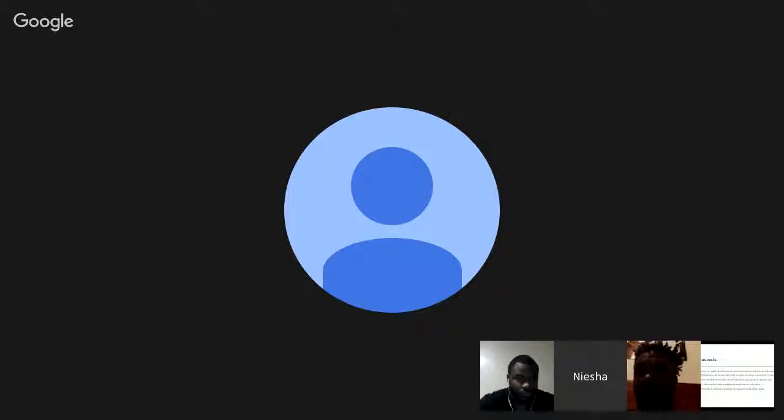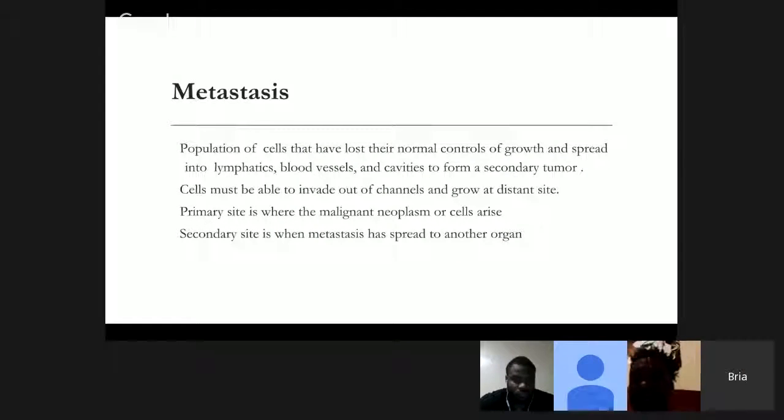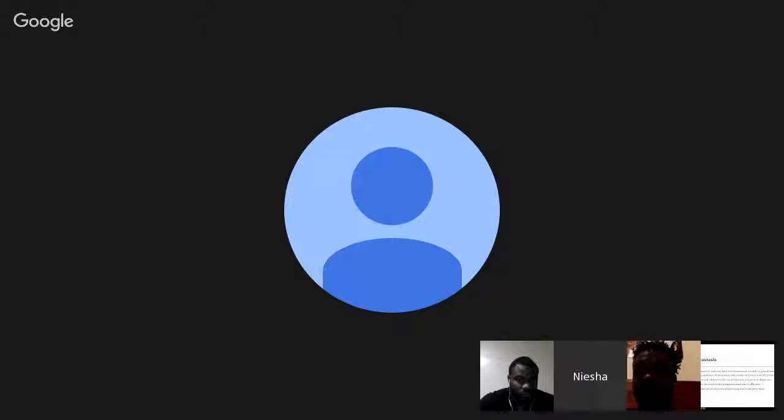Metastasis is a population of cells that have lost their normal controls of growth, and they spread into the lymphatics, the blood vessels, and cavities to form a second tumor. The primary site is where the malignant neoplasms or the cells arrive. The secondary site is known as where the metastasis has spread to.